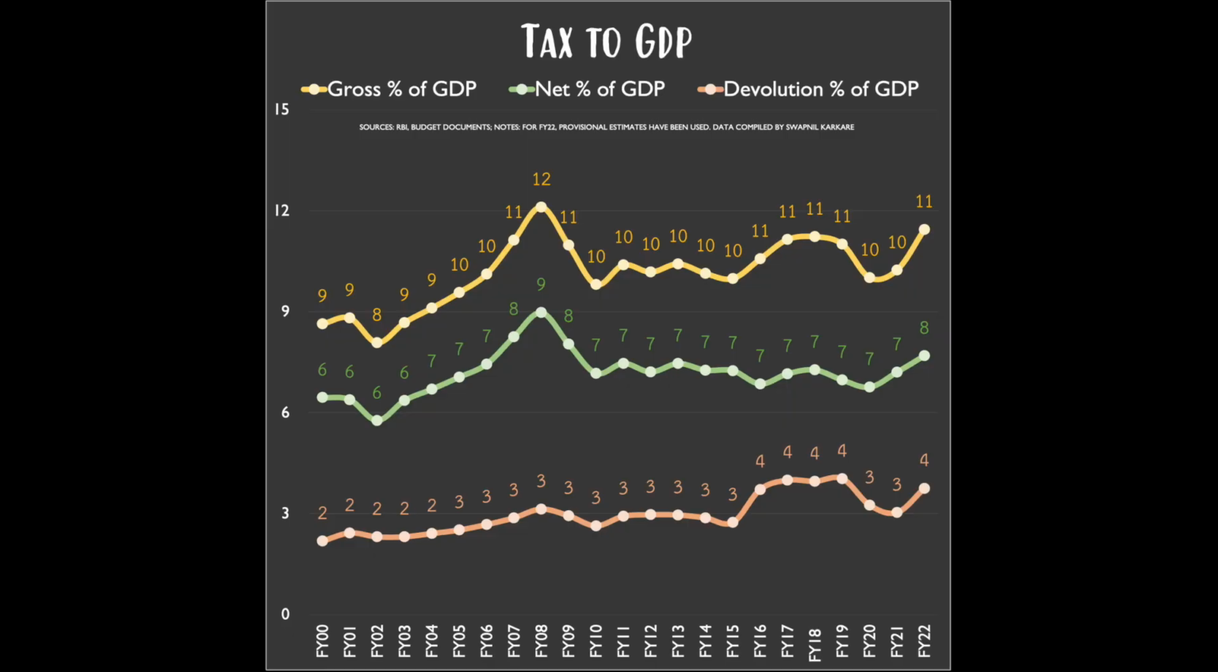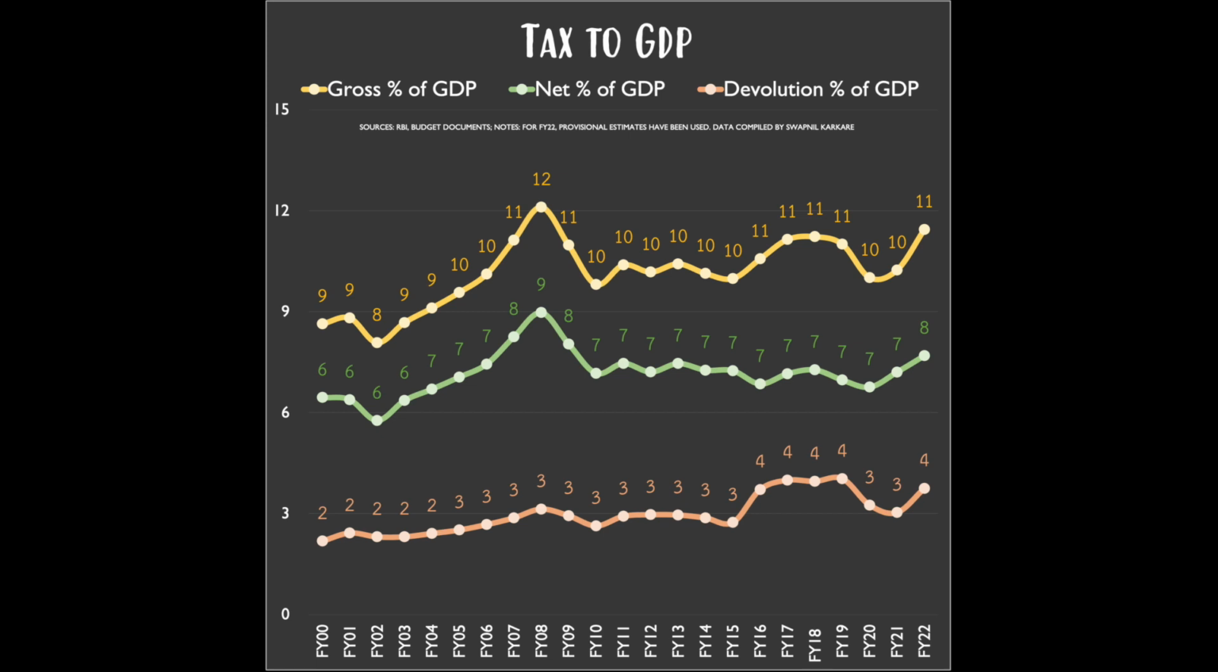Now this is an interesting picture of tax to GDP ratio. Here we have gross tax revenue to GDP ratio in yellow and net tax revenue to GDP in green. I hope you remember the difference between gross and net tax revenue discussed in an earlier episode. This picture tells us that until FY08, our gross tax to GDP ratio was in an increasing trend. In the net tax to GDP, we also see a similar trend. It reached its peak at 9% in FY08 and post that it has stabilized around 7% of GDP.